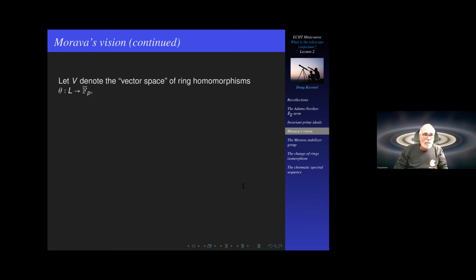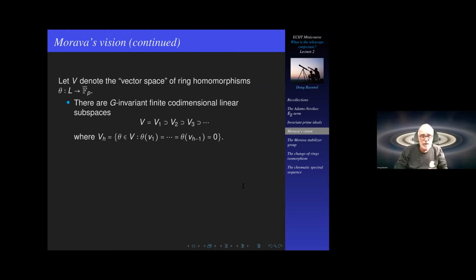So there's more to this. Again, V is the vector space of ring homomorphisms from L to FP bar. And there are certain subspaces of finite codimension. This V is an infinite dimensional vector space, and V sub H is the set of elements theta in V such that theta sends the first H minus one Vs to zero.